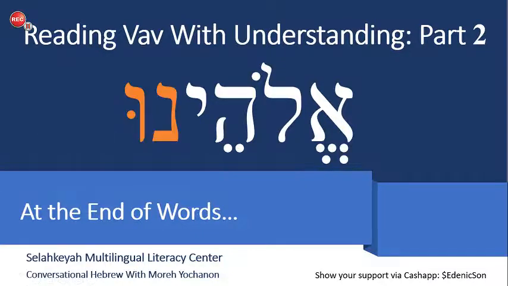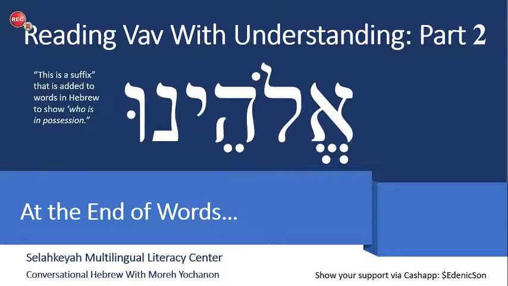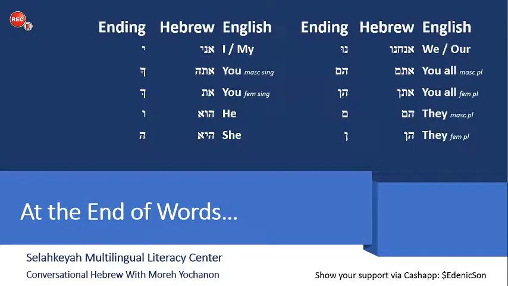Here's the nu. It's orange. It says here, this suffix is added to words in Hebrew to show who is in possession. So nu means we or our. Now, I've given you a chart here so that you can see all of the pronominal suffixes.